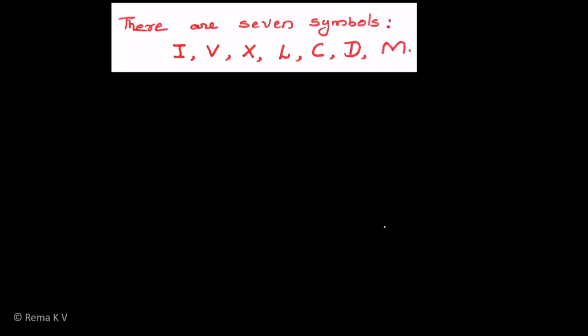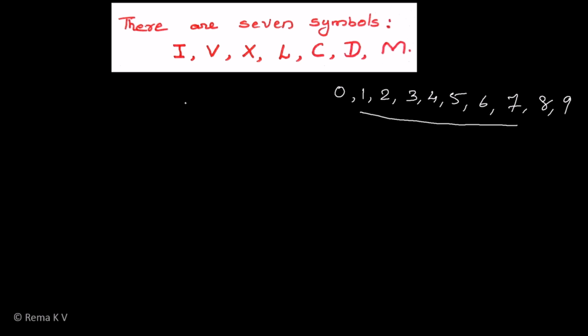Okay, till now we were learning Hindu-Arabic numerals. Now we have to learn Roman numerals. In Hindu-Arabic numerals, we are using 10 symbols. Which are they? They are 0, 1, 2, 3, 4, 5, 6, 7, 8 and 9. So 10 symbols are used in Hindu-Arabic numerals.